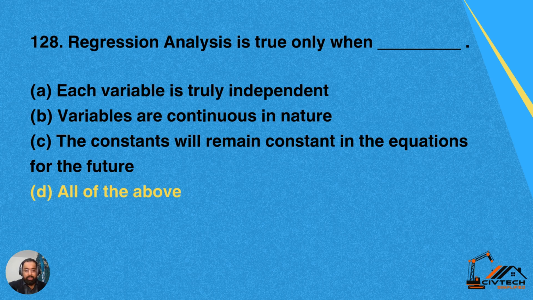So regression analysis is true only when all these conditions are met. So all these options are true. Therefore, D here is the correct answer. Each variable should be independent in nature. Variables are continuous in nature, and constant will remain constant.